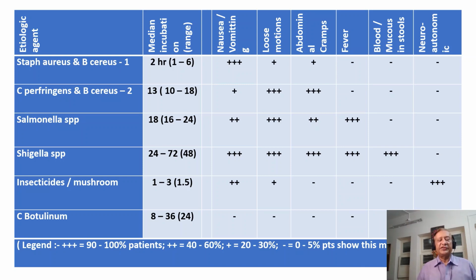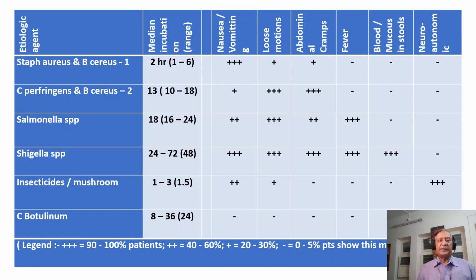Salmonella species, we just said it is non-typhoidal salmonellas. The median incubation is 18 hours with a range of 16 to 24 hours. Now, the outstanding feature of salmonellosis is fever. Nearly 90% or more of the patients will have moderate, and some of them will have high fever also. Most of the patients will have loose motions, they may have abdominal cramps also, and a number of them will also have nausea and vomiting. So that distinguishes salmonella from Clostridium perfringens, Staph aureus, and Bacillus cereus.